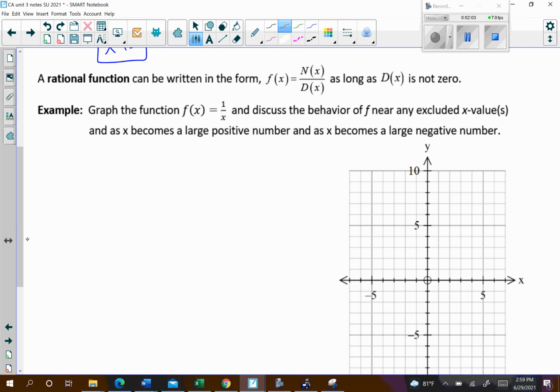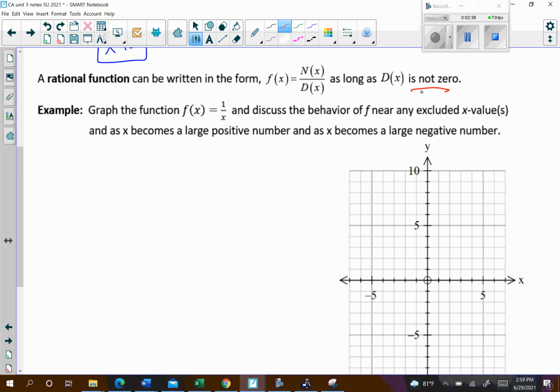Okay, so rational functions can be written in the form f of x equals n of x over d of x, numerator on top, denominator on bottom, as long as the denominator is not 0. That's what we just talked about. So we're going to talk about the most basic one first, and we're really going to take a deep dive. As we get more comfortable with these, they move pretty quickly, but this first one I'm really going to drill down and look at very closely.